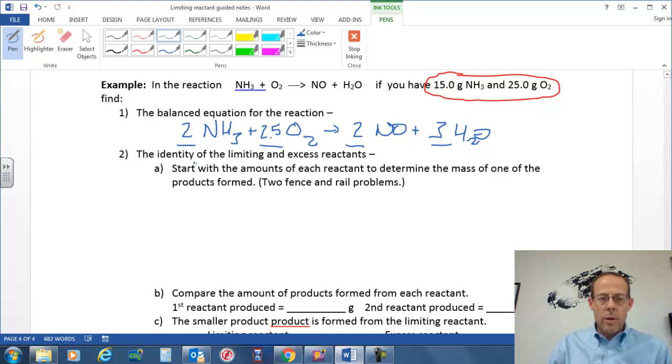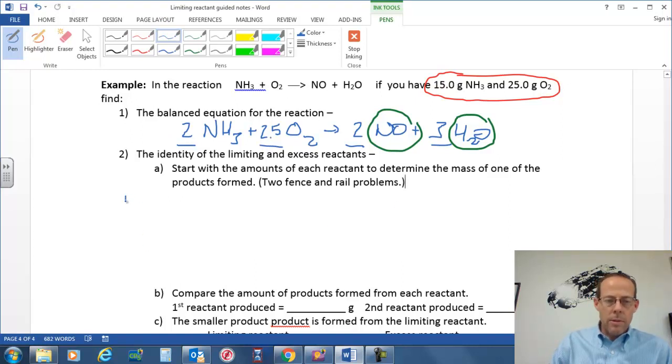So notice number 2 says we're going to identify which of the reactants is limiting and which is excess. And we do that by doing 2 fence and rail problems. And we're going to solve for one of our products. So it doesn't matter whether we solve for the NO or the water. We're going to solve for one of them, because at the end of the problem we're going to need to know both of them anyways. So I am just going to start with the first one just because NO happens to be first, but you can solve for water if you would like to. Okay, so we're going to do 2 fence and rail problems.